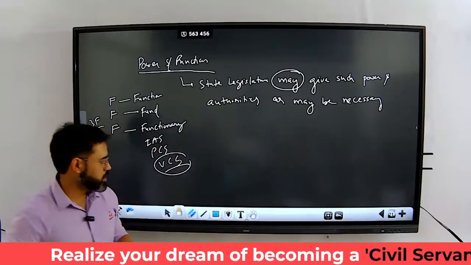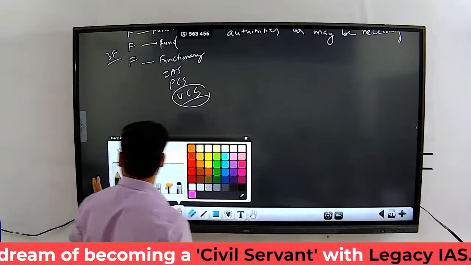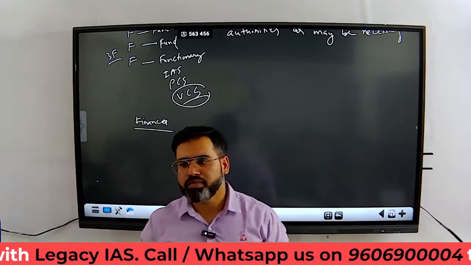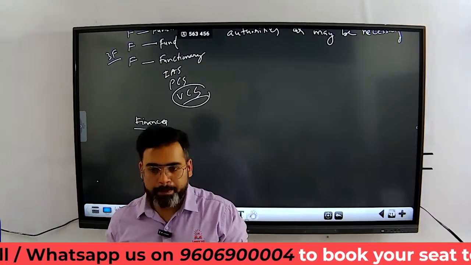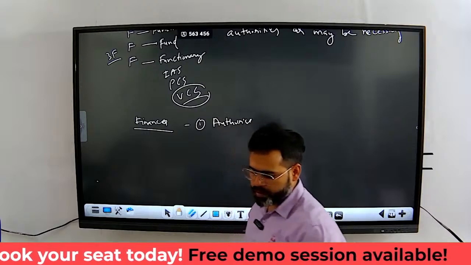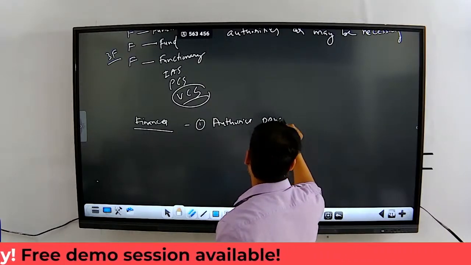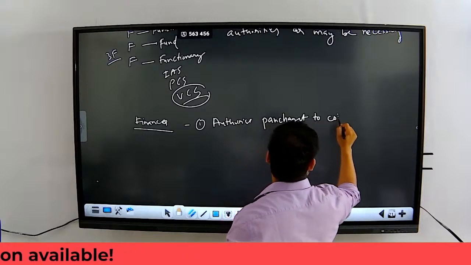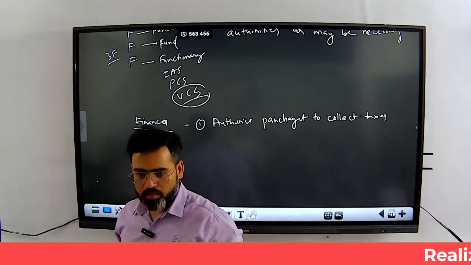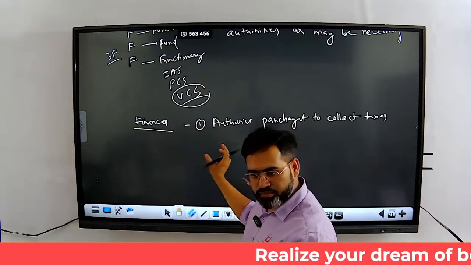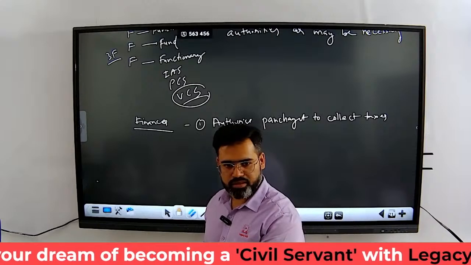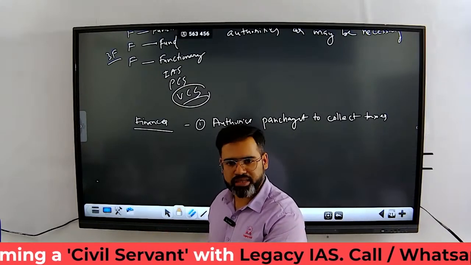Same problem is with finance. Next problem is finance. यहाँ पे भी सेम है. स्टेट लेजिस्लेचर मे प्रोवाइड. First is authorize panchayat to collect taxes. First important है state legislature may authorize the panchayat to collect the taxes. They can collect their own taxes like octroi taxes, toll taxes, any tax they can.